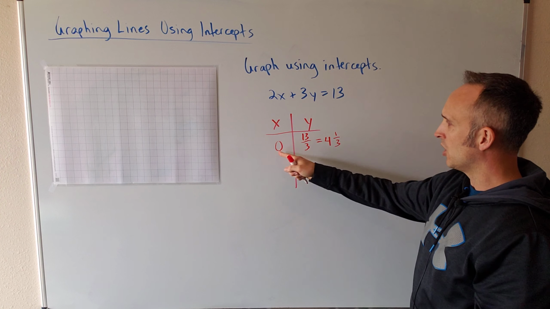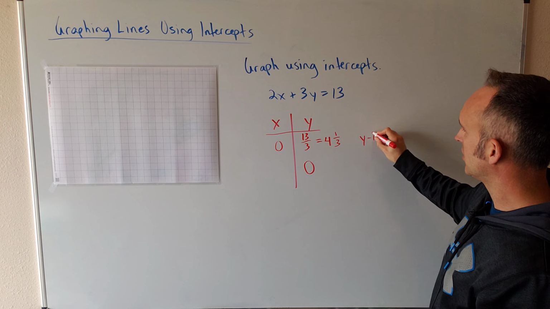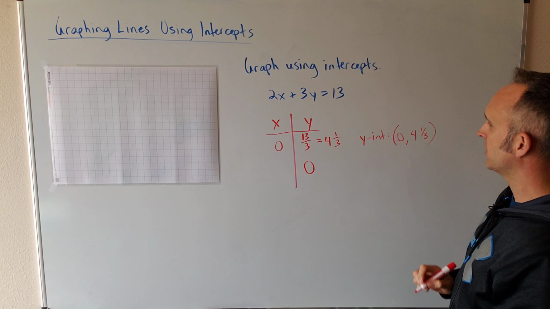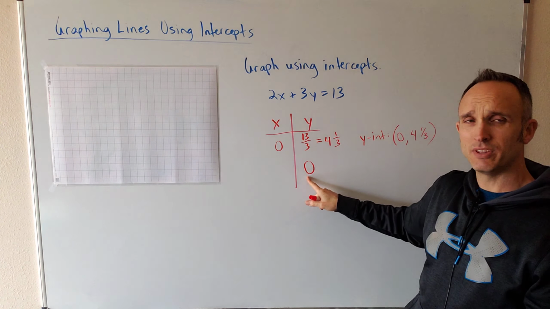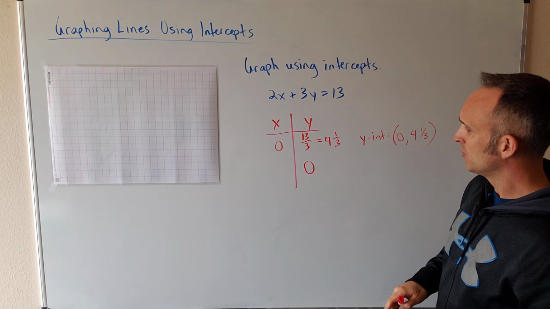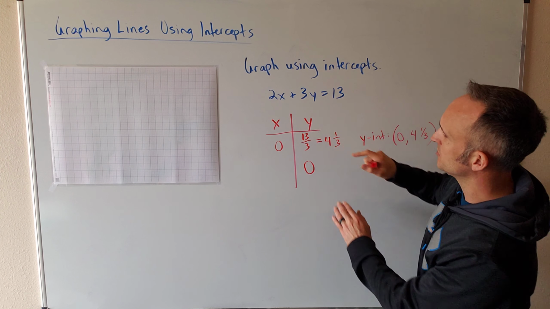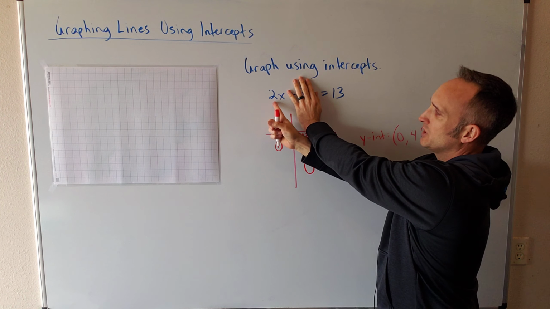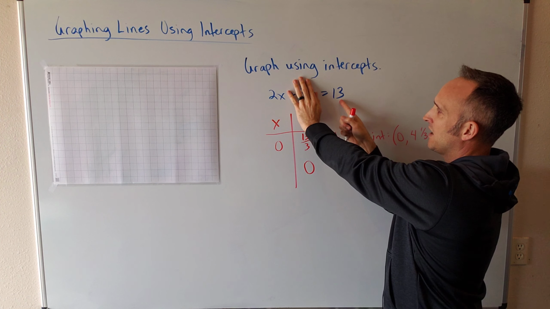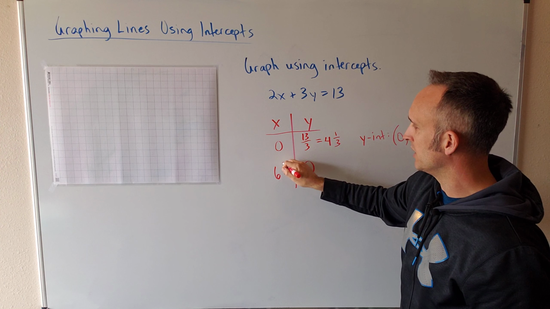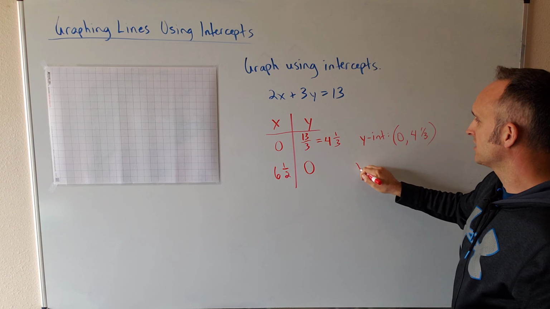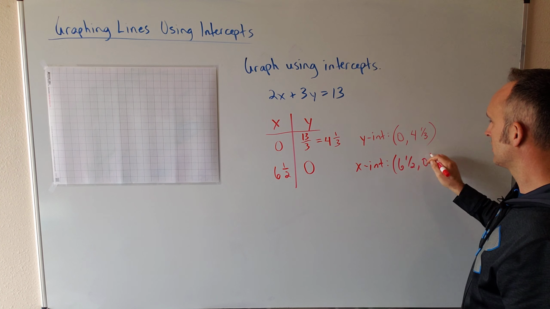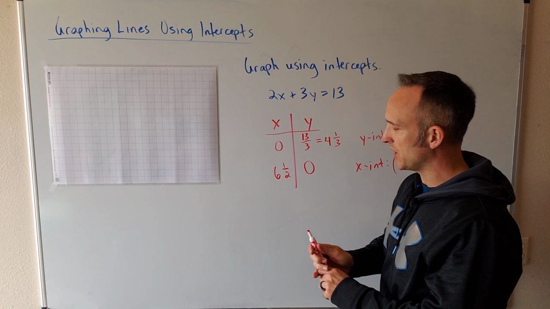So we have our y-intercept. Our y-intercept is the ordered pair 0, 4 and 1/3. Okay? Let's do the same thing for the x-intercept. We'll plug in 0 for y, so 3 times 0 is 0. So 2x equals 13. If we divide both sides by the 2, then we get 6.5 for 13 divided by 2. So our x-intercept is the point 6.5, 0. Then we just plot those points.